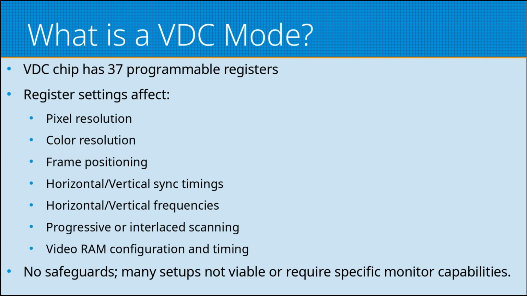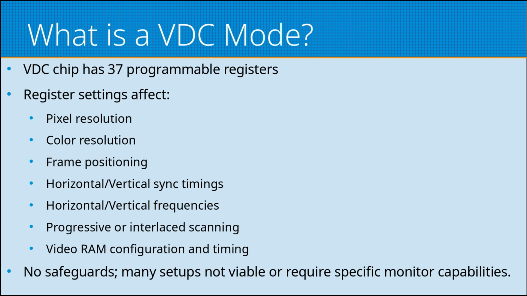So what do I really mean when I talk about a VDC mode? Well, the VDC chip has 37 programmable registers, and these registers affect virtually everything about the video display. They affect the pixel resolution, the color resolution, how many color cells are being displayed and the size of those color cells, the positioning of the frame on the monitor, the horizontal and vertical sync timings related to that, the horizontal and vertical frequencies, whether you have progressive or interlaced scanning, and even the video RAM configuration and timing is affected by these registers.